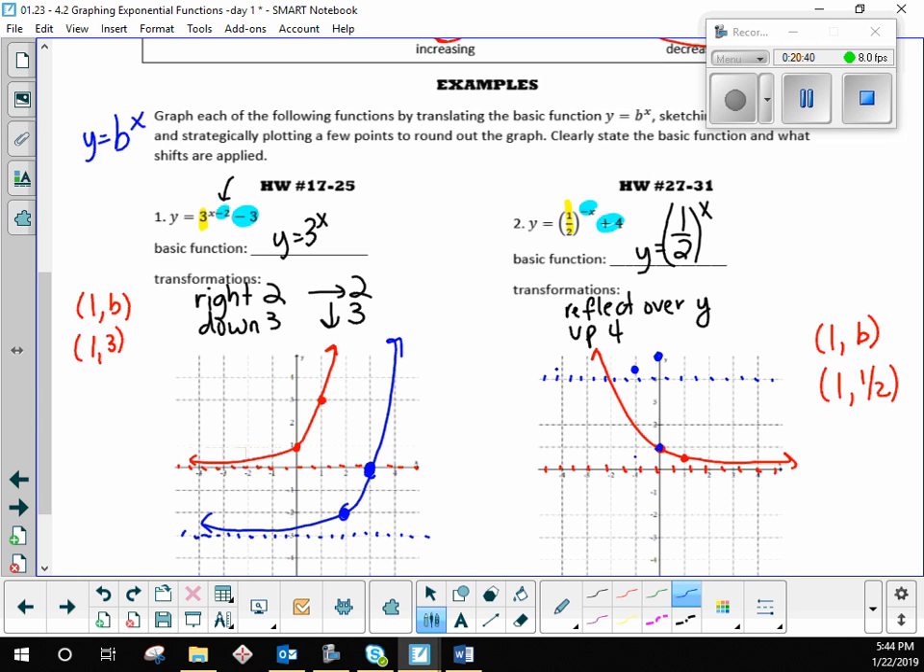And then I just sketch this in, and I'm done. You may begin your homework. The answer key is in the back. It's on Google Classroom, wherever you need it.